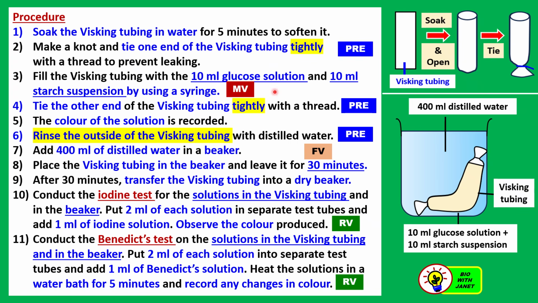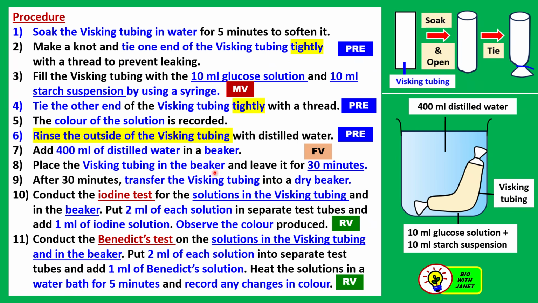You use different solutions or substances with different size of molecules, such as glucose and starch. This is the way to handle the MV. Tie the other end of the Visking tubing tightly with thread. So you have poured in your two solutions, that is glucose solution and starch suspension, and then you tie the top end tightly with a thread.